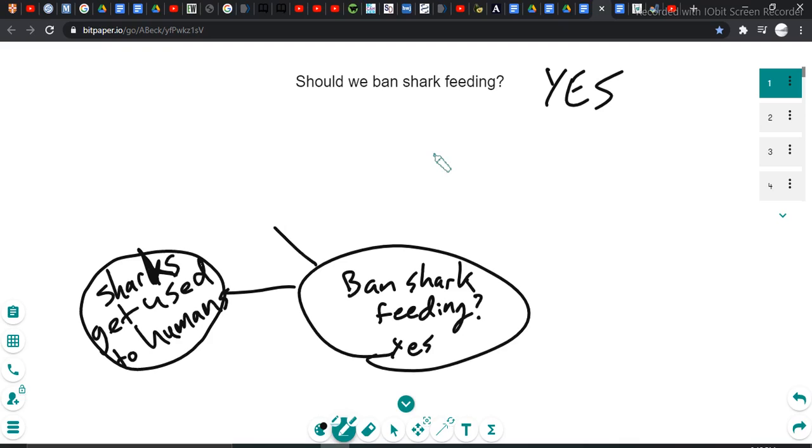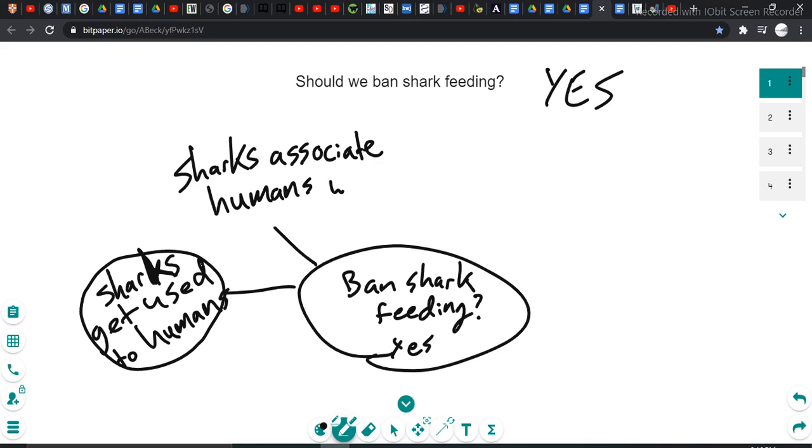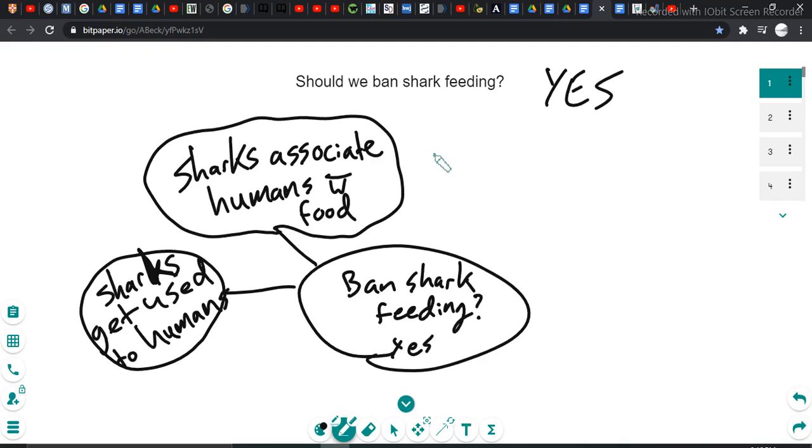What else can I say? Well, I remember reading the book, so I'm actually stealing this from the book, but sharks associate humans with food. I can do shorthand. Instead of writing "with," I can just do a W with a line on top. Sharks associate humans with food. This is just an idea. Maybe this is bad. What else can I say? I really kind of have to stretch my brain now. Should we ban shark feeding? Yes, okay. Sharks associate humans with food. Sharks get used to humans.